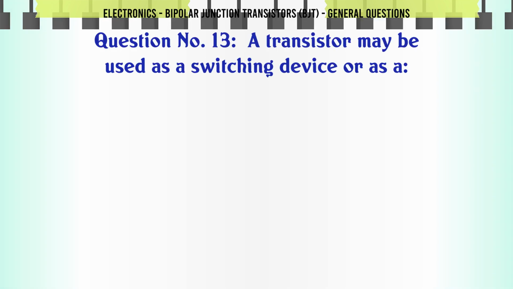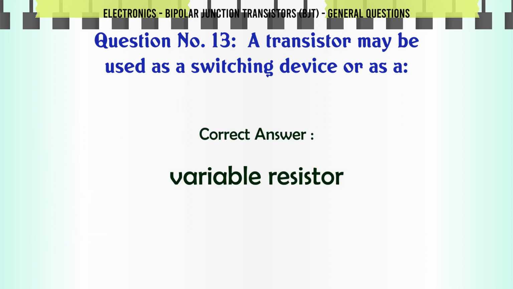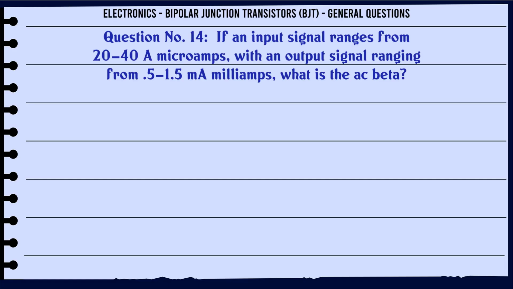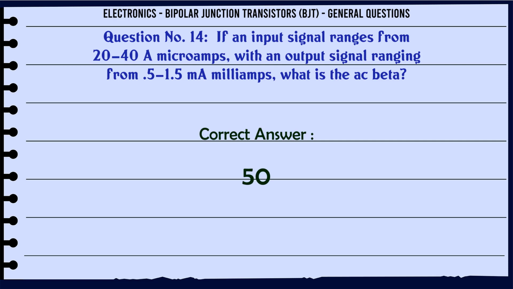A transistor may be used as a switching device or as A. fixed resistor, B. tuning device, C. rectifier, D. variable resistor. The correct answer is variable resistor. If an input signal ranges from 20 to 40 µA with an output signal ranging from 1 to 2.5 milliamps, what is the AC beta? A. 0.05, B. 20, C. 50, D. 500. The correct answer is 50.